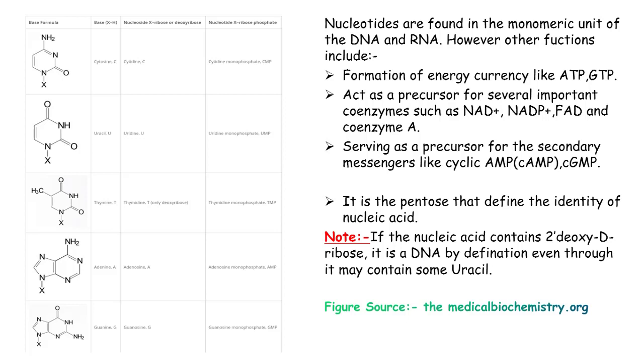The pentose defines the identity of the nucleic acid. If the nucleic acid contains 2'-deoxy-D-ribose, it is DNA by definition, even though it contains uracil. In your book, you can see CMP, UMP, TMP, AMP, and GMP. What are these? They are the monophosphates: cytidine monophosphate, uridine monophosphate, thymidine monophosphate, adenosine monophosphate, and guanosine monophosphate.